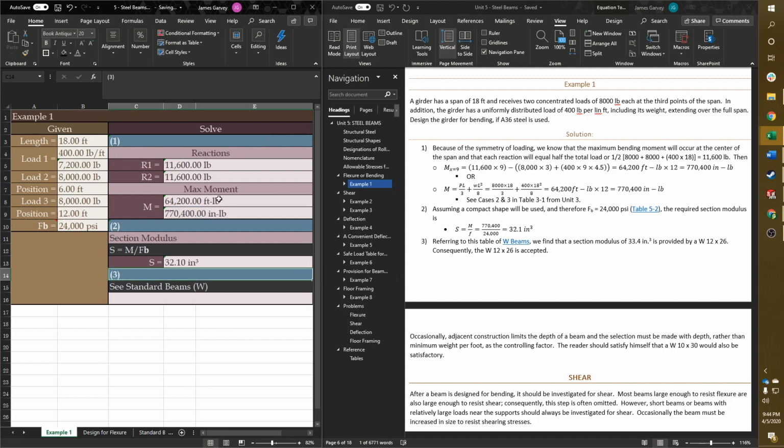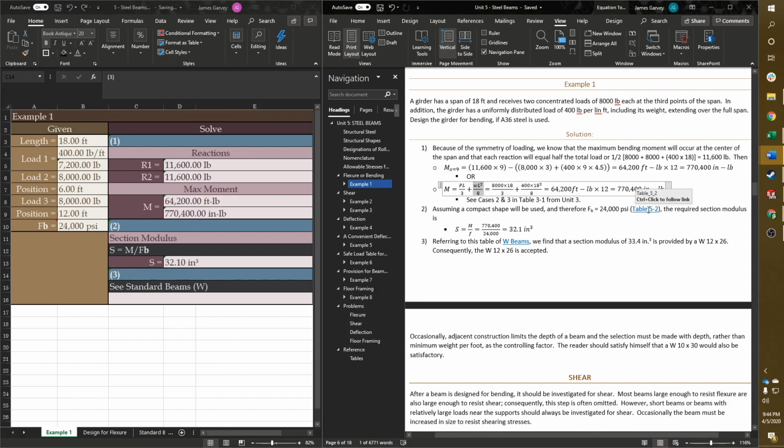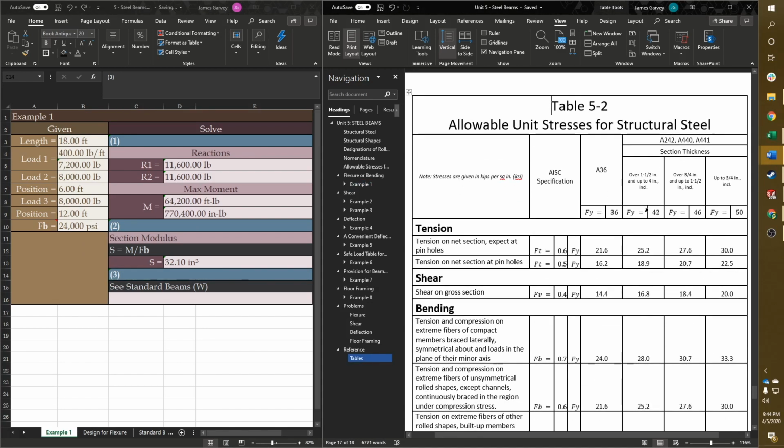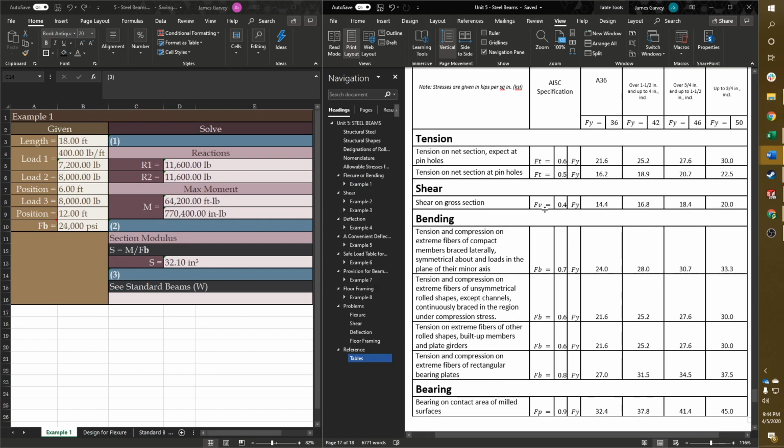This 24,000 psi you can find on table 5.2. So click there, and that is under the bending stress. We can see that it is right here. Our A36 steel is 24 KSI, or 24,000 psi.